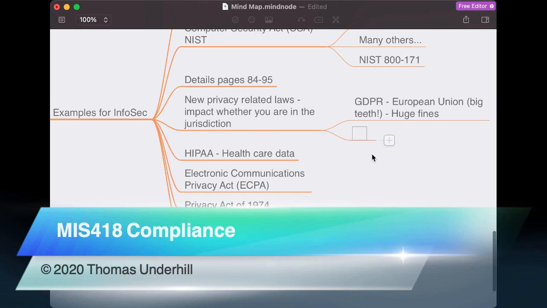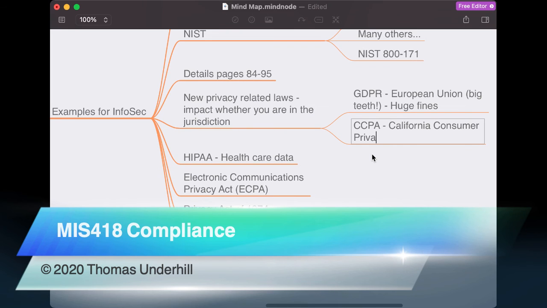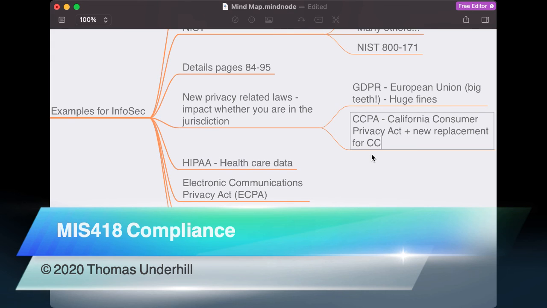There's the CCPA, the California Consumer Privacy Act. And then there's also the new replacement for the CCPA, which goes into effect, I believe, January 1st of next year, and that's from the November election.